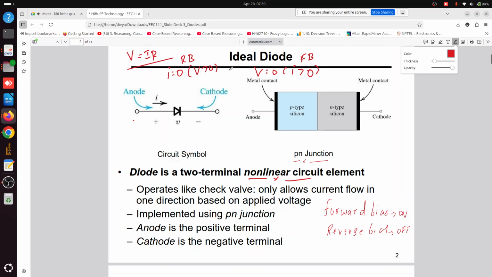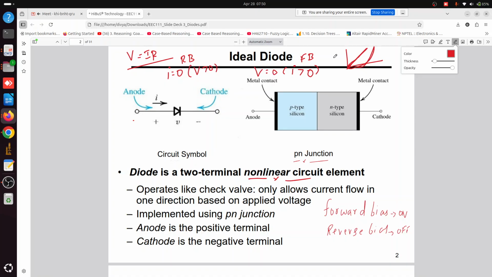Current and voltage are not proportional. If you try to draw the IV curve, generally for linear devices you will get a straight line. The IV curve, the curve between I and V, will be a straight line. But here, if you draw it, it's not going to be a straight line. It's going to be something like this. So that's why this is non-linear. The ideal diode is non-linear because its current-voltage relationship is not linear, and it does not follow Ohm's law, so remember that.